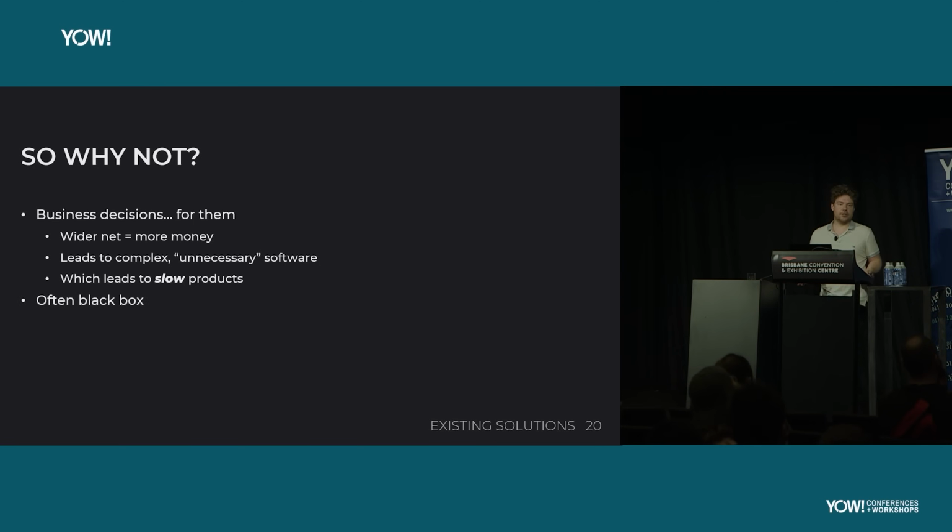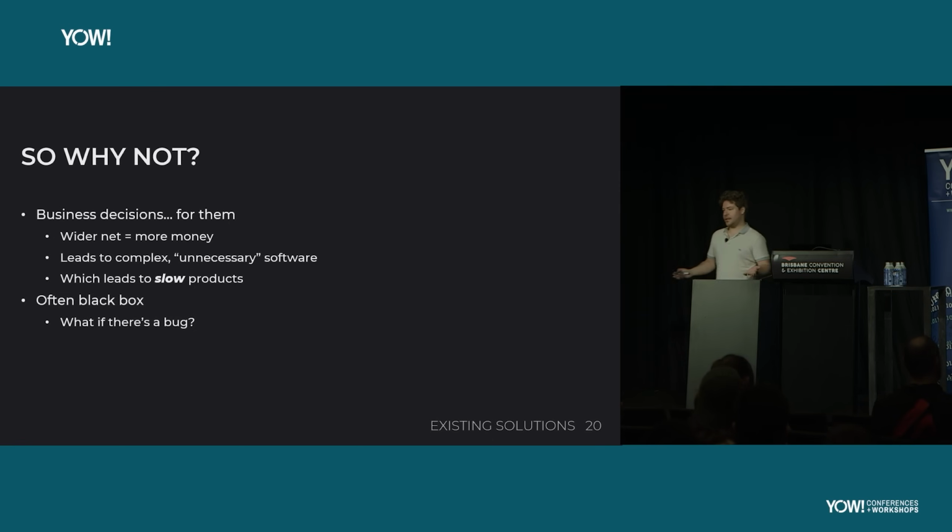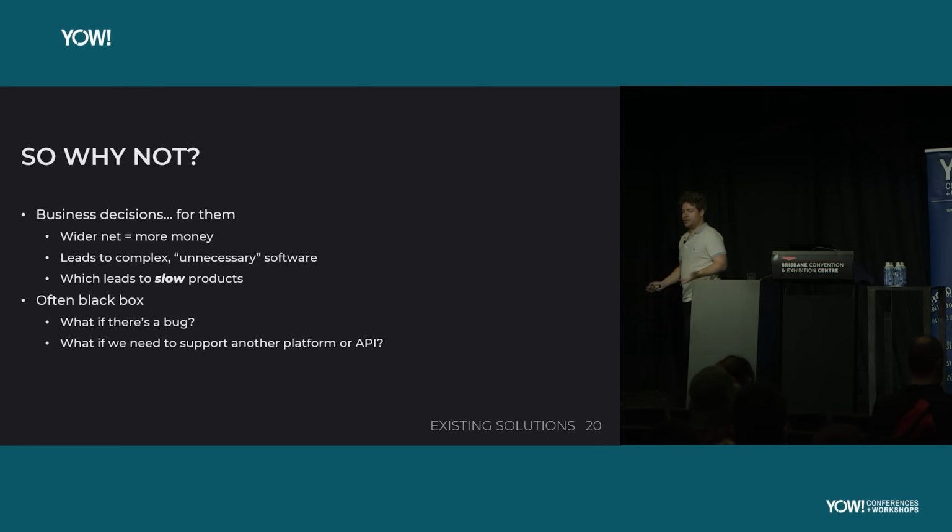They're also often black box, these existing solutions. Not in the case of Unreal Engine, that's source available, which is great. But you often don't have the source code, they just provide you with binaries. And that means that, what if there's a bug? What if we need to support another platform or architecture or API? We're reliant on them to do that for us. And so it creates a strong dependency.